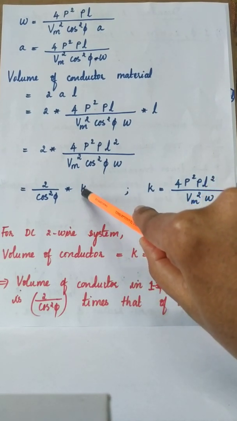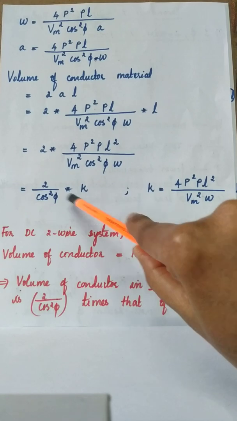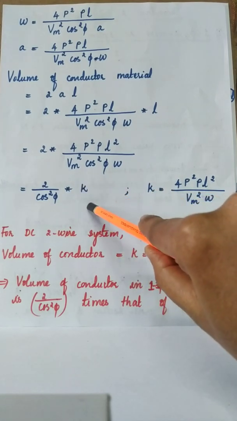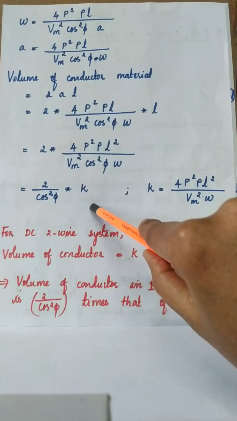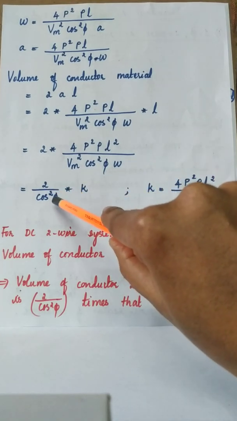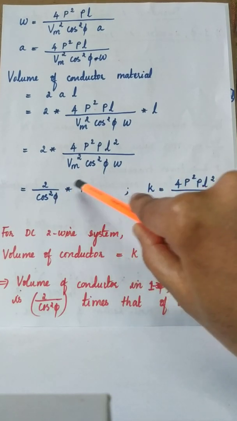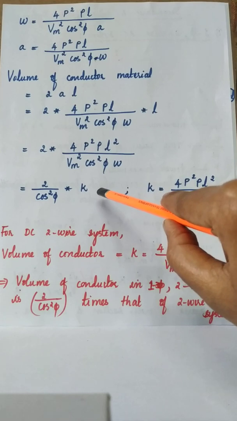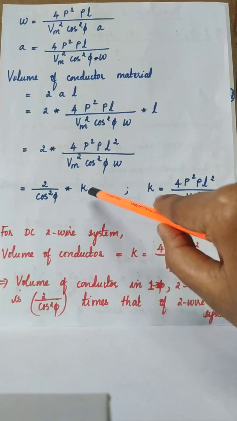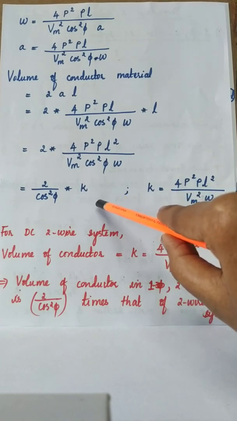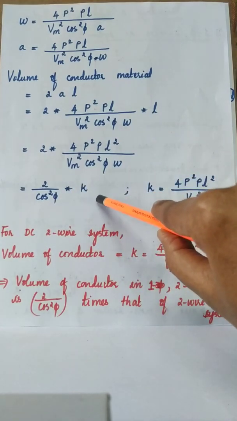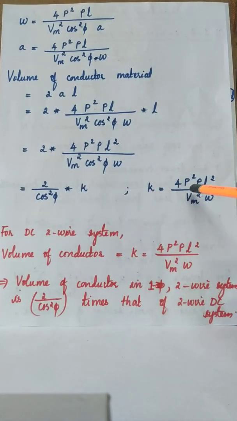So now what conclusion we can make is the volume of conductor material required in a single phase two-wire AC system is 2 by cos square phi times the volume of conductor in a two-wire DC system. So for a single phase two-wire system, the conductor volume required is 2 by cos square phi times that required for a two-wire DC system.